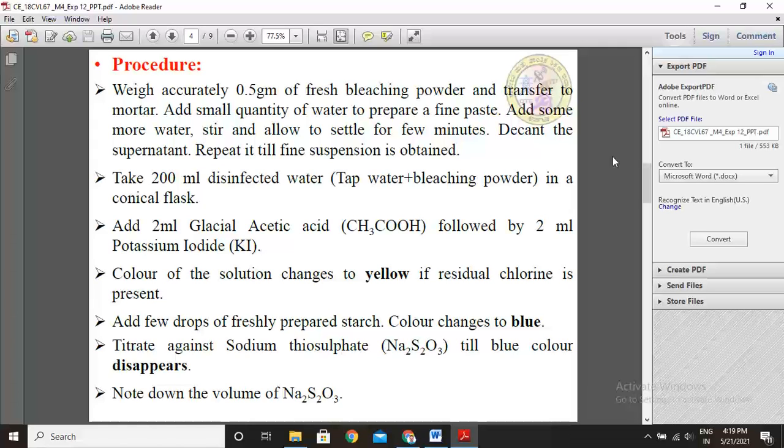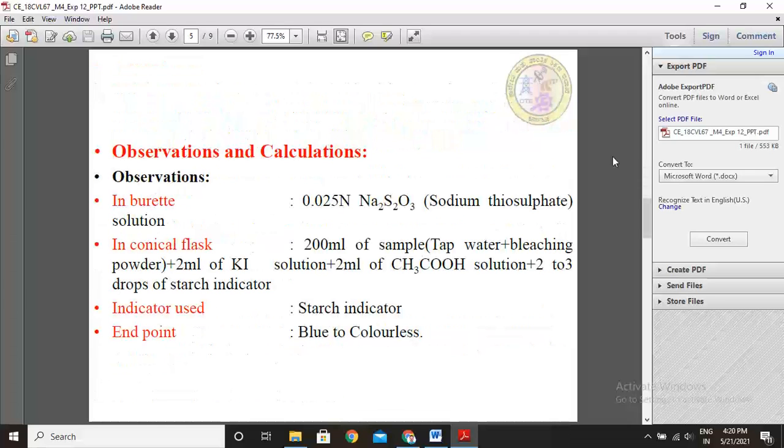Now titrate against sodium thiosulfate till the blue color disappears. Then after the blue color disappears, note down the volume of sodium thiosulfate consumed in mL. Now repeat the same procedure up to 3 trials.